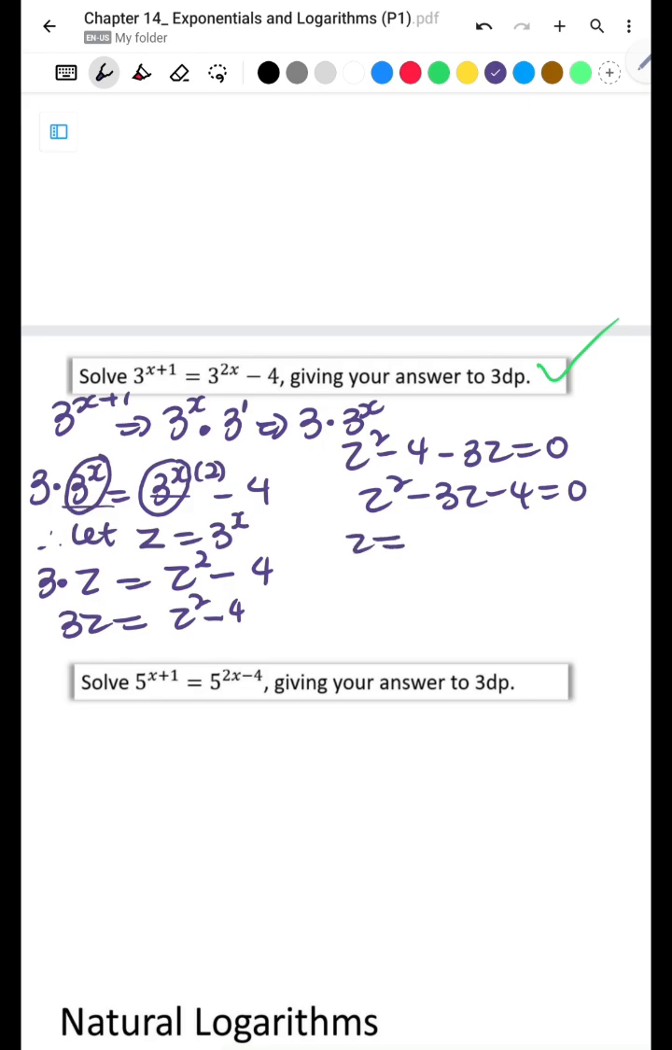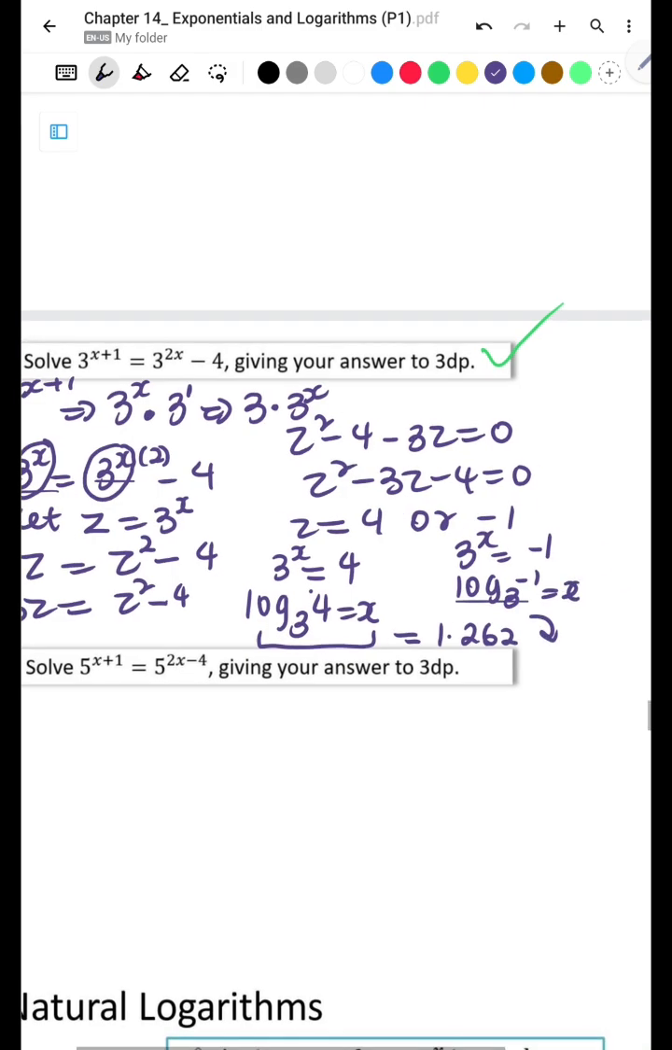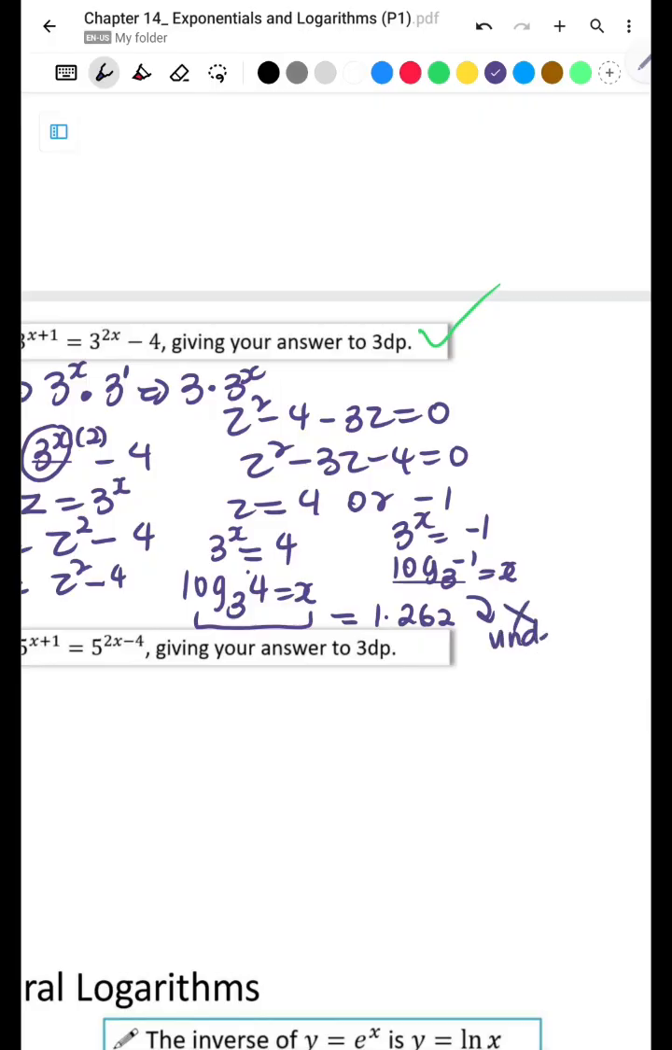So z is equal to, using my calculator, I would get 4 or negative 1. So if 3 to the power of x is equal to z, that means 3 to the power of x is equal to 4. So log base 3 of 4 is equal to x. I'll get this using my calculator. That's 1.262 to 3 decimal places. Or 3 to the power of x is equal to negative 1. So log base 3 of negative 1 is equal to x. Remember, log of negative 1 does not exist. So undefined. So this is my only answer.